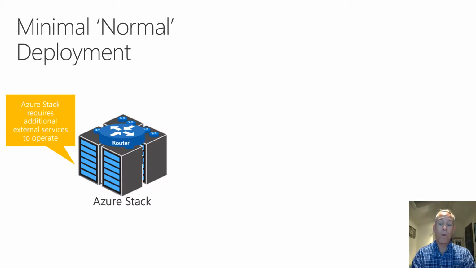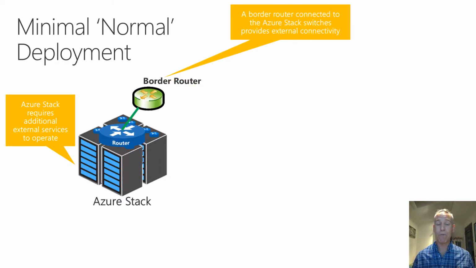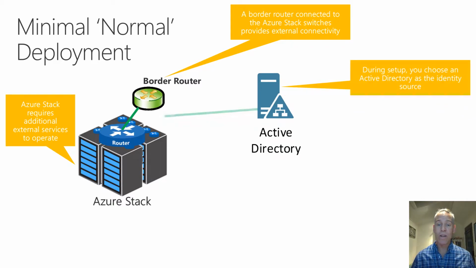So in a normal minimal deployment, you have your Azure Stack. That's the picture we've got here with the racked servers, and the router on top is the connectivity out from Azure Stack. In order to operate properly, you can't just have your scale unit of Azure Stack. You will be connected up to a border router. That's the router in the data center, or however you're going to get out to have access to devices on the wider network. And that would be connected to the top of rack switches in your Azure Stack instance.